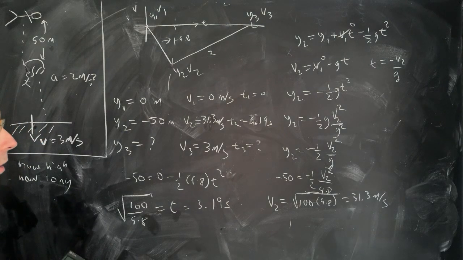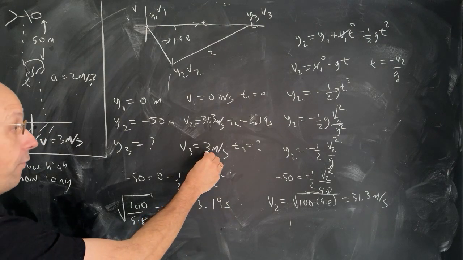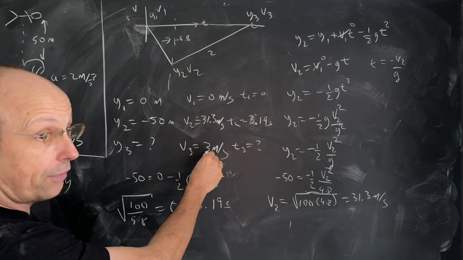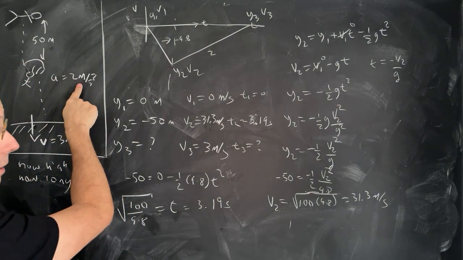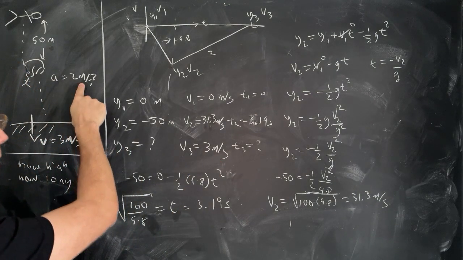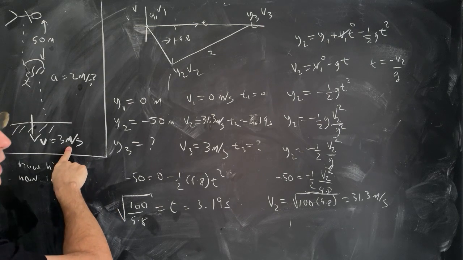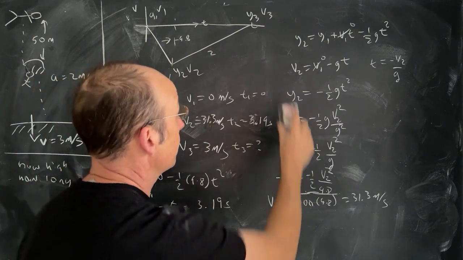Okay, we're moving right along now. I just want to find out how far and how long they take for the second part. So again, I know the acceleration is going to be positive 2 meters per second squared. I know the final velocity, so I can actually find the time. Let's go ahead and find the time.